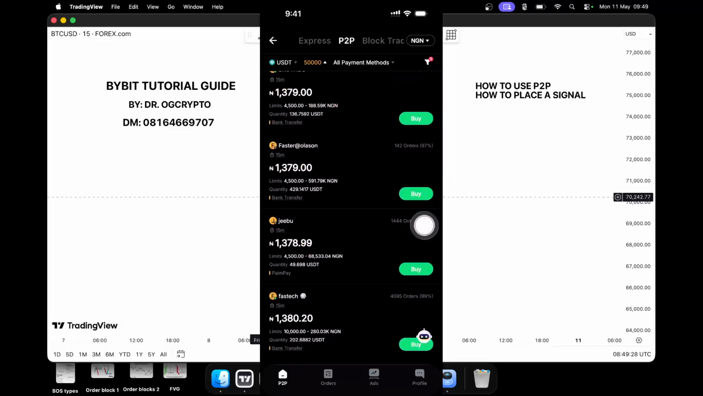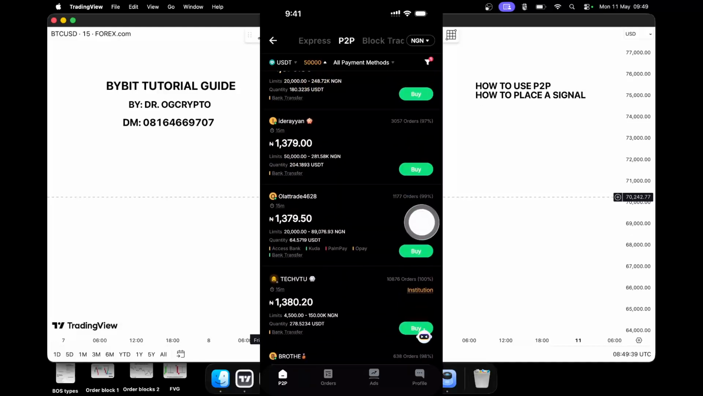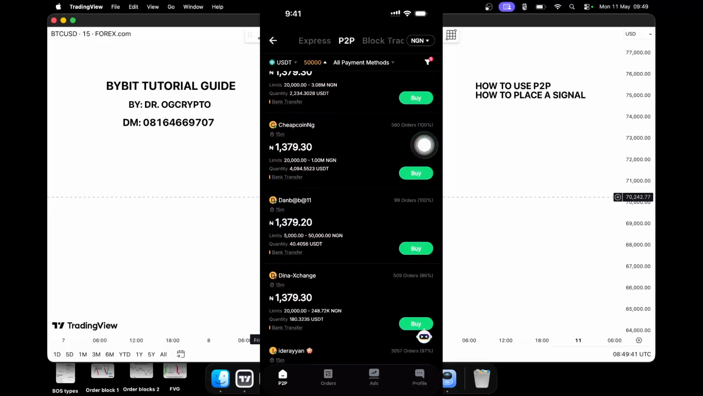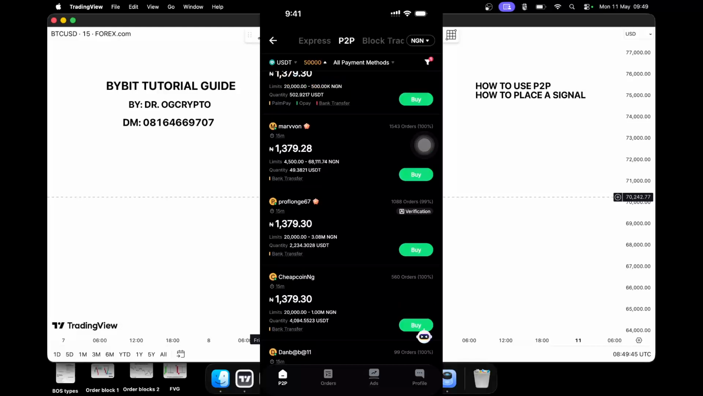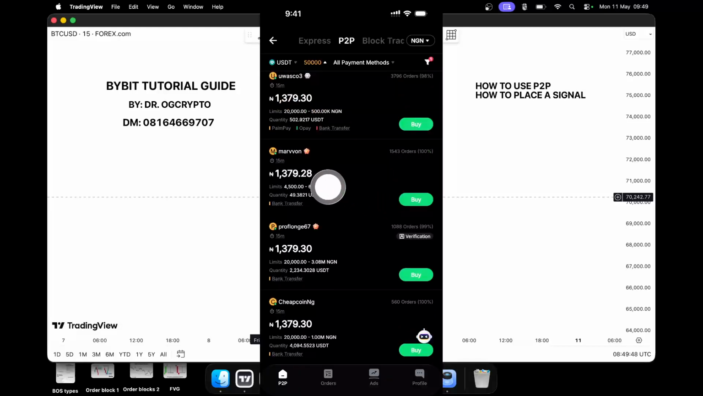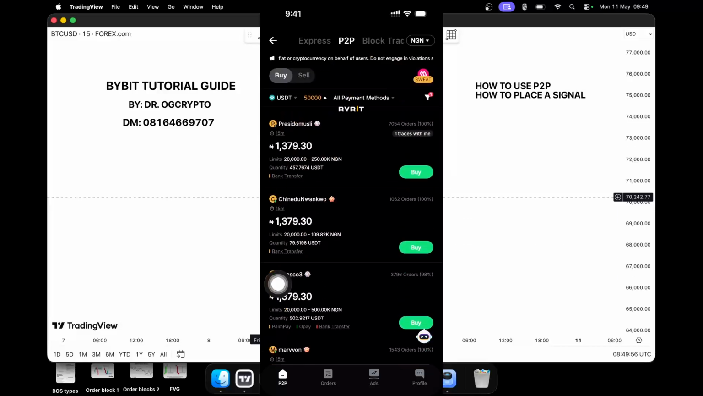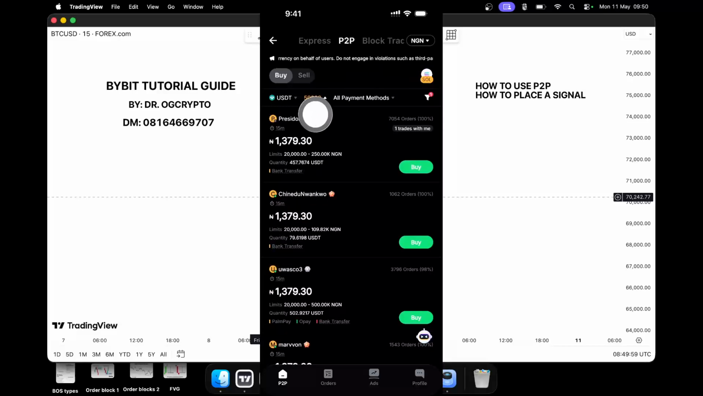I will not buy from this person too, because he has an 88% completion rate, despite the fact that he has completed just 1,044 orders. So just look for the ones whose number of completed orders is high, and whose completion rate is also high. And also look at the prices. Is it corresponding or very close to what everybody is listing? You understand? So that you will not get scammed. So you have to do that.